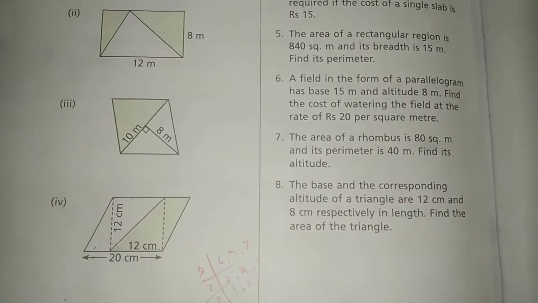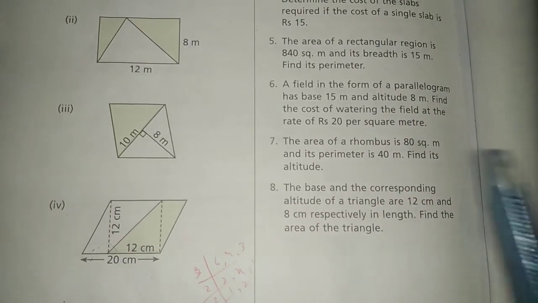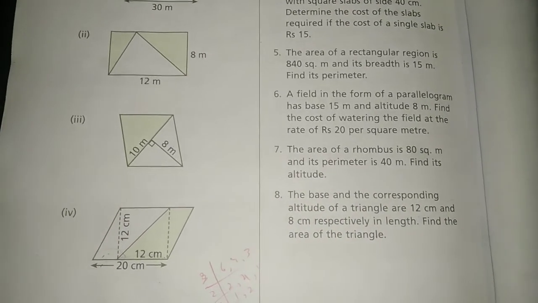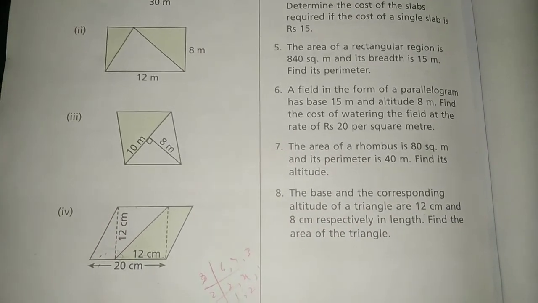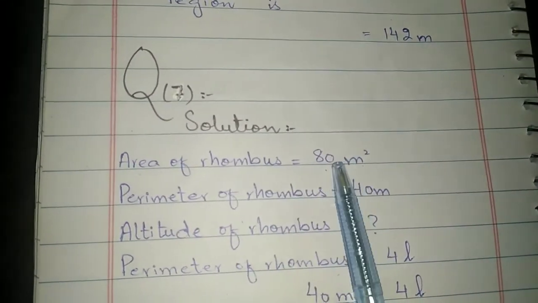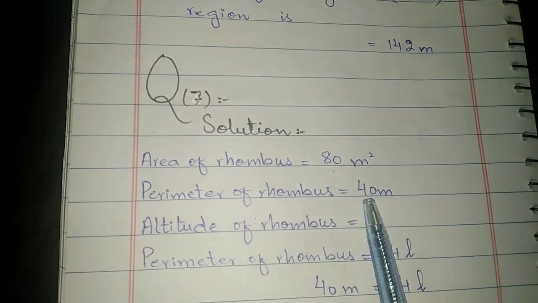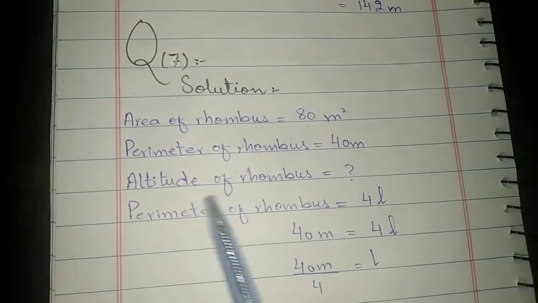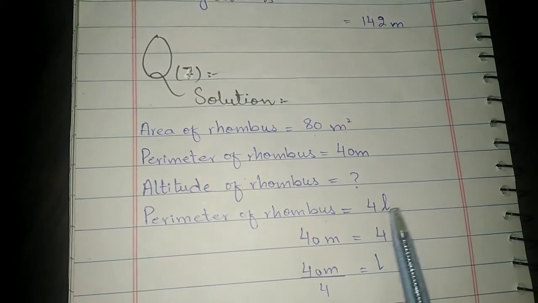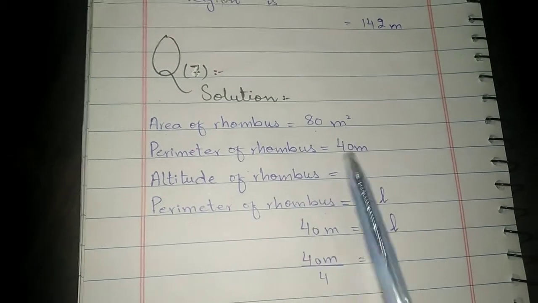The area of a rhombus is 80 square meter and its perimeter is 40 meter. Find its altitude. Diagonals are not given on the rhombus, only area and perimeter given. We have to find the altitude of the rhombus. So area of rhombus is equal to 80 meter square. Perimeter of rhombus is equal to 40 meter is given in the question. We have to find the altitude of rhombus. As we know that the perimeter of rhombus is equal to 4 into length. We have to put the given values.